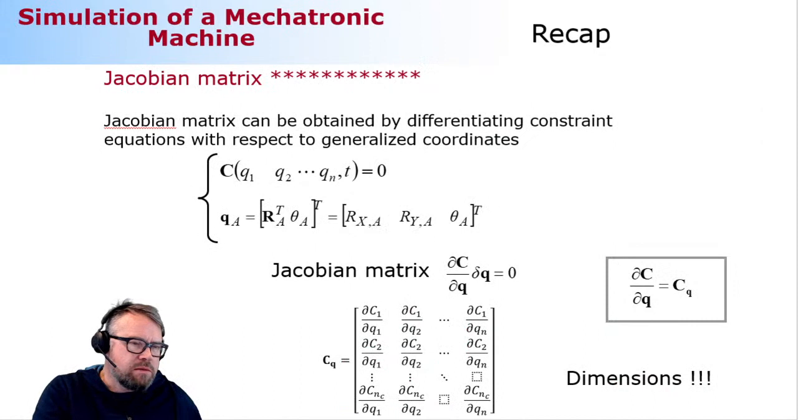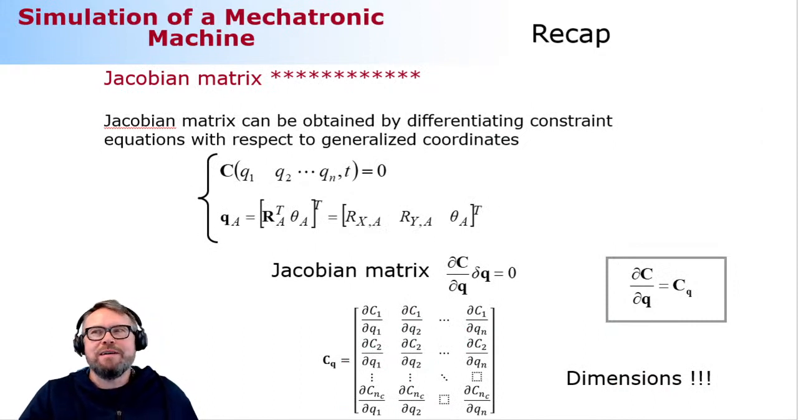Okay, next. Oh, look at that, Jacobian matrix. How many stars is this? This is 1,000,000 stars.